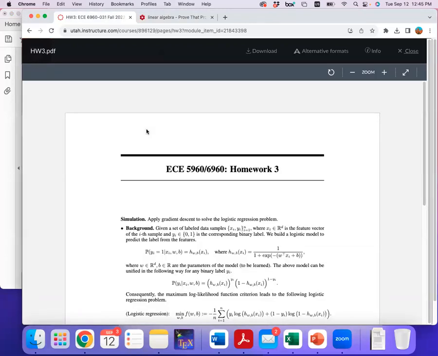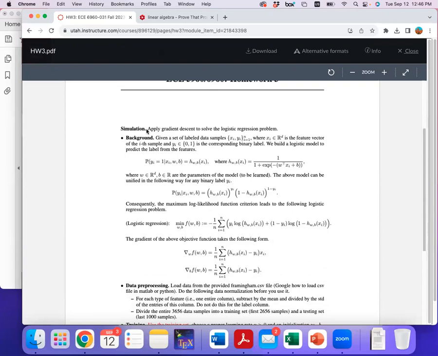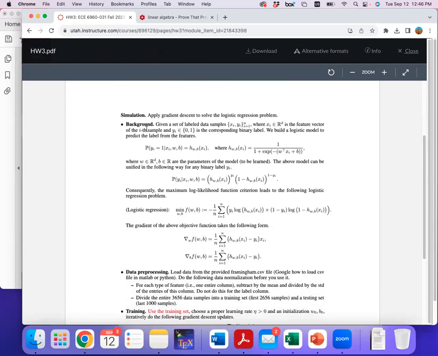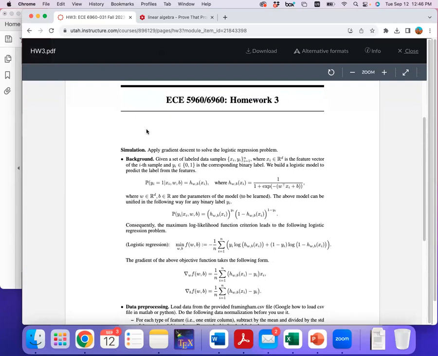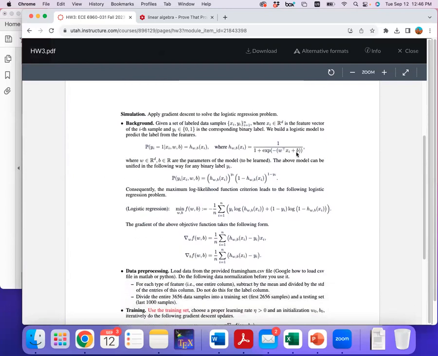So homework 2 is about applying gradient descent to solve a least squares problem. Now homework 3 is also about applying gradient descent. Okay, there's no constraint. Apply gradient descent to solve a logistic regression problem using real data. And basically, this is a brief introduction of the logistic model, and this is the associated optimization problem.